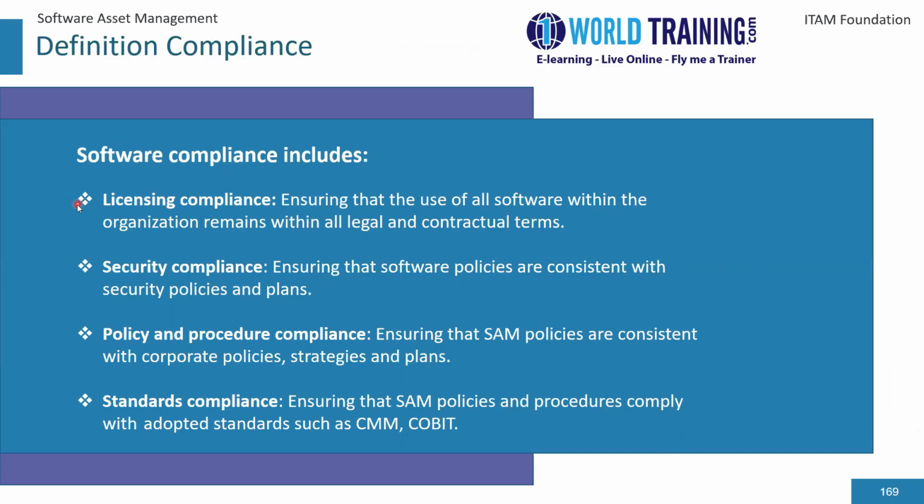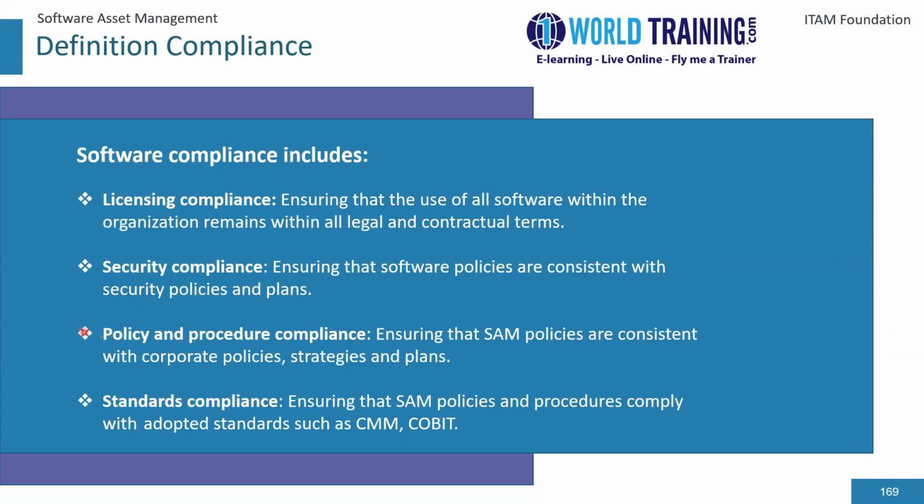Licensing compliance ensures that the use of all software within the organization remains within all legal and contractual terms. Security compliance ensures that software policies are consistent with security policies and plans. For example, policies related to data protection, privacy, data regulation, data leakage prevention, data encryption. If that is not done by software, it can result in poor quality of the software functioning.